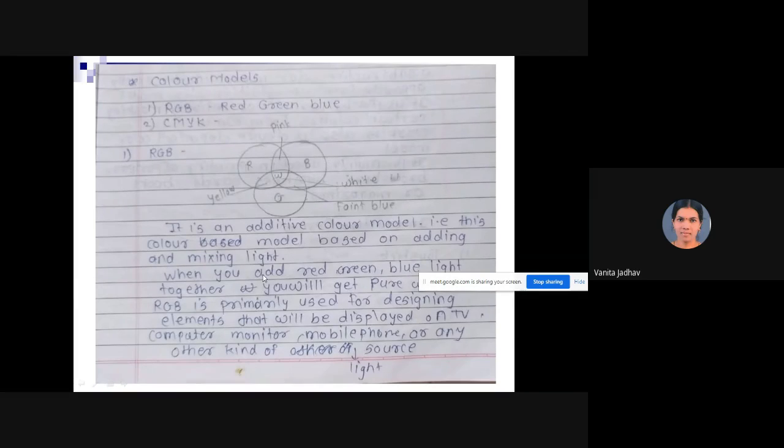And regarding the RGB model, some of the characteristics are these. It is an additive color model. That is, this color model is based on adding and mixing light. So it takes the help of light, and some brightness is created here. That's why it is called an additive color model. It is trying to add or mix light in these colors.